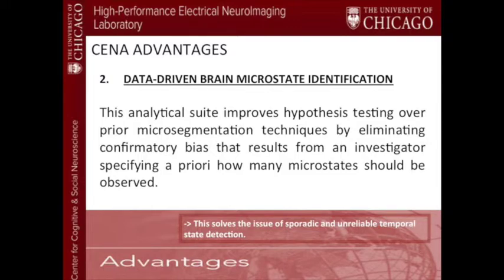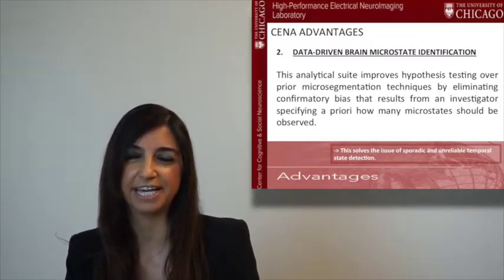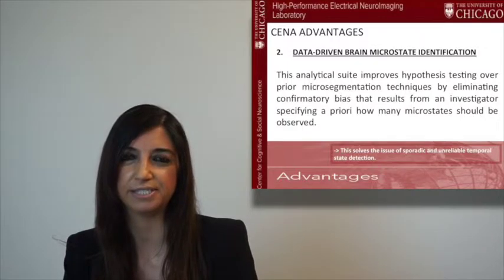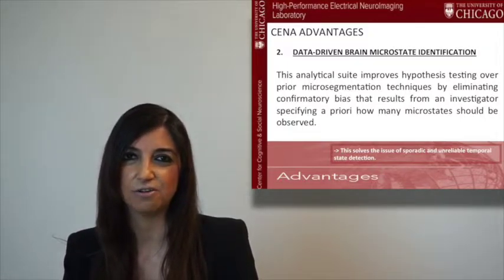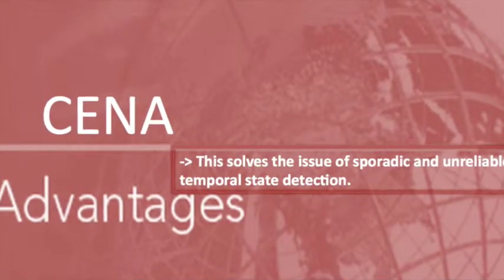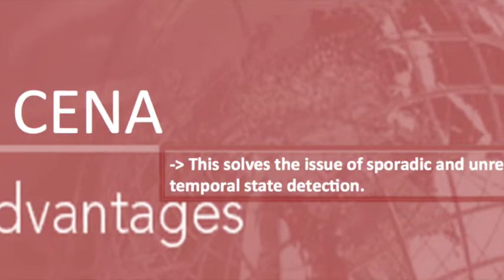This analytical suite of tools thus improves hypothesis testing over prior microsegmentation techniques by eliminating confirmatory bias that results from an investigator specifying a priori how many microstates should be observed. This solves a critical issue in the field, the issue of sporadic and unreliable temporal state detection.